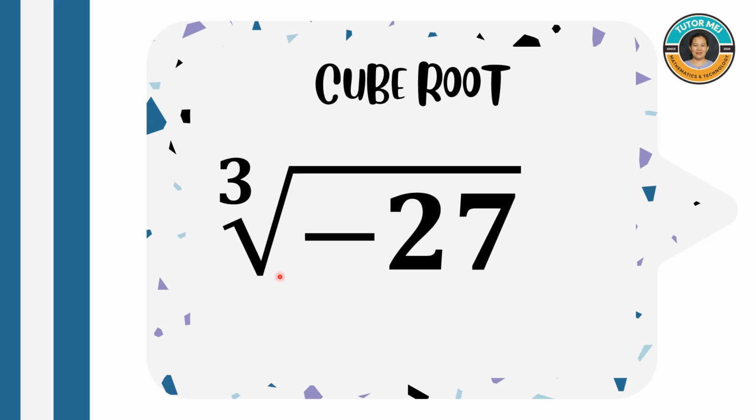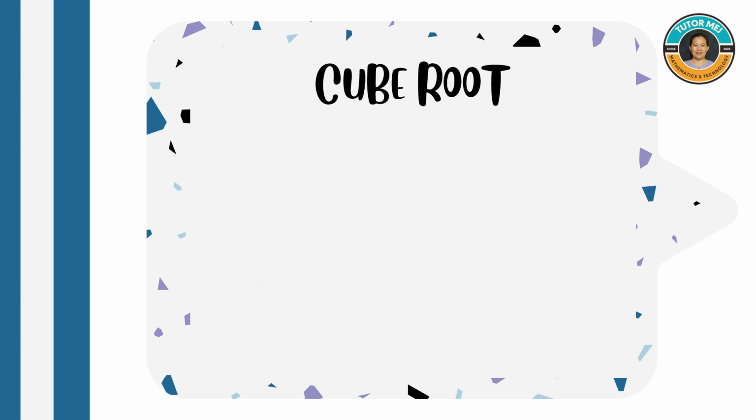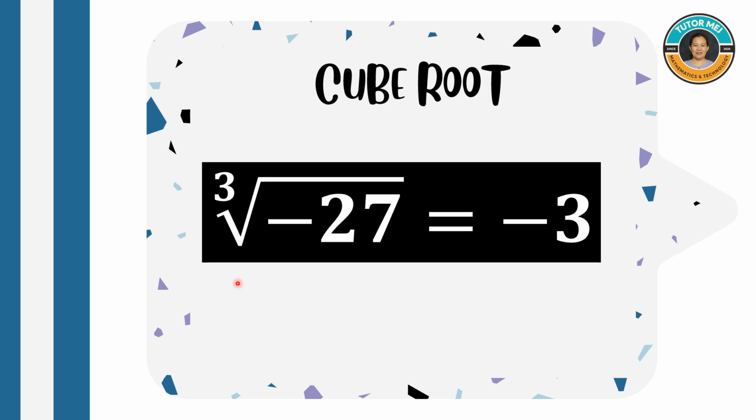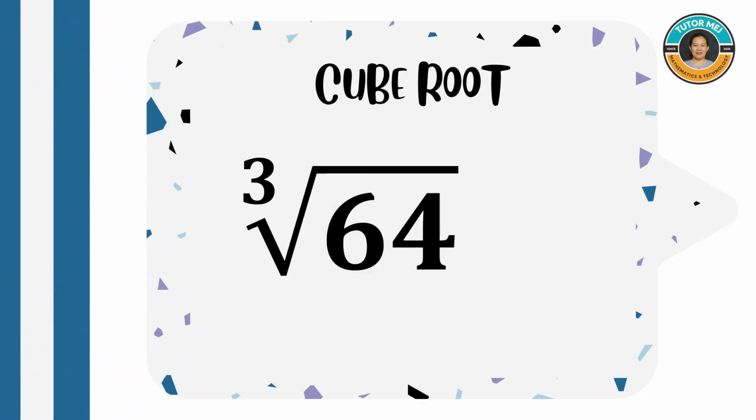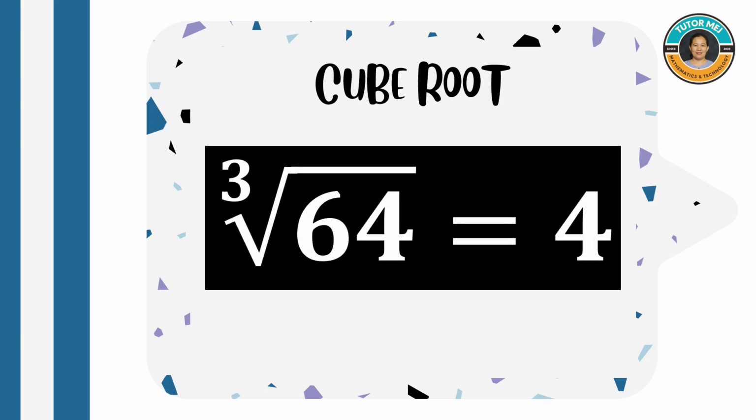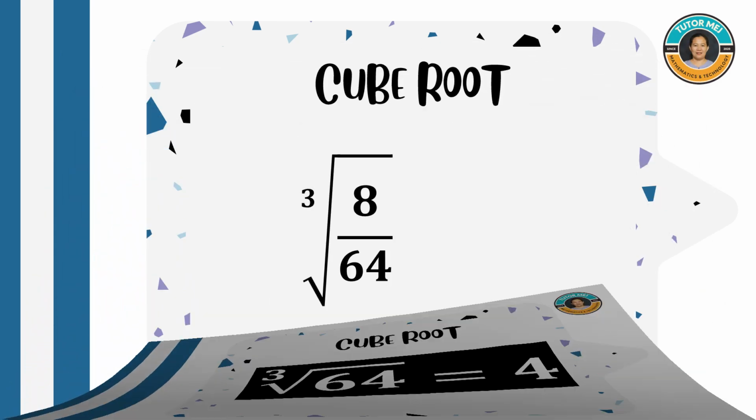Now let's try. What is the cube root of negative 27? The cube root of negative 27 is negative 3. What is the cube root of 64? The cube root of 64 is positive 4.